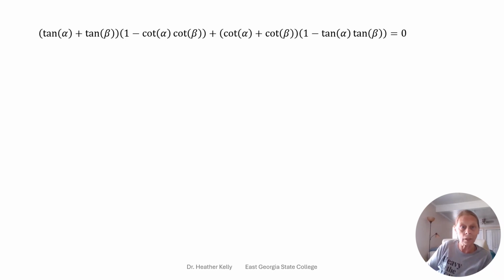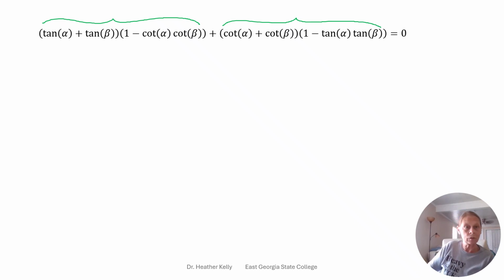Okay, so it looks like there's these two that need to be multiplied together to see through all the noise, and there's these two that need to be multiplied together. So let's get started here. So we can get started with tan alpha minus tan alpha cotan alpha cotan beta. So I've taken this first guy to both things there.